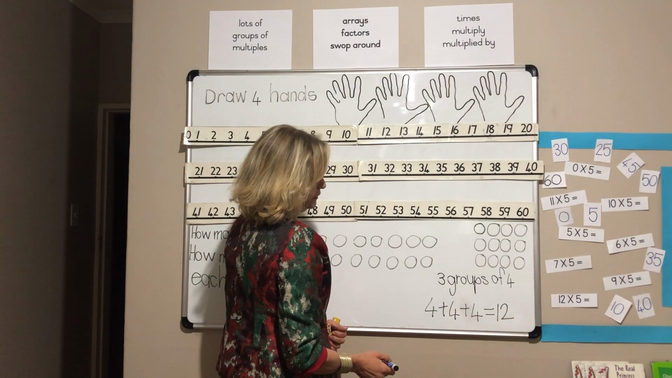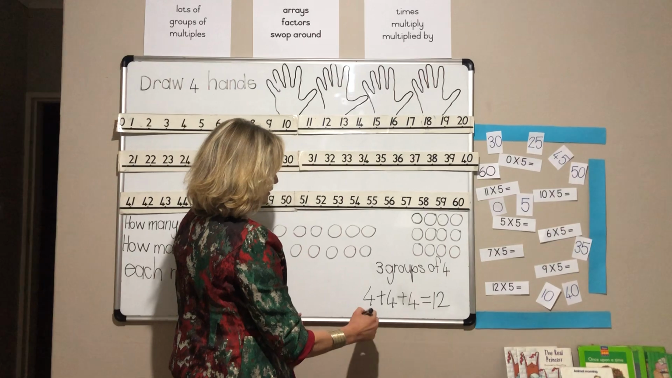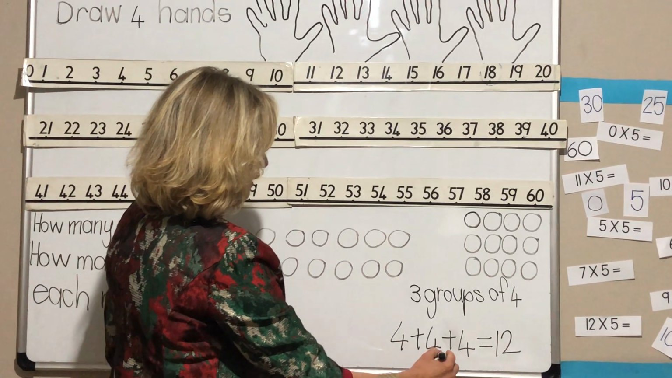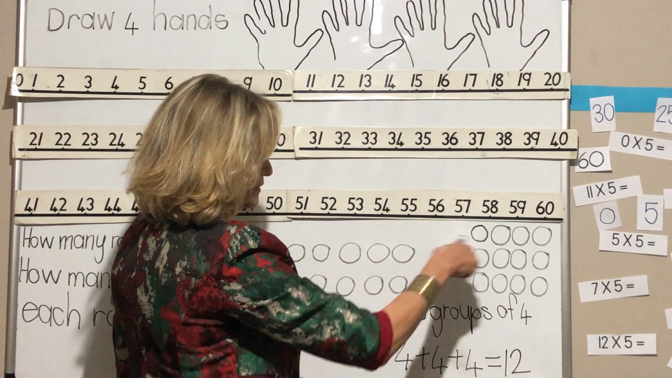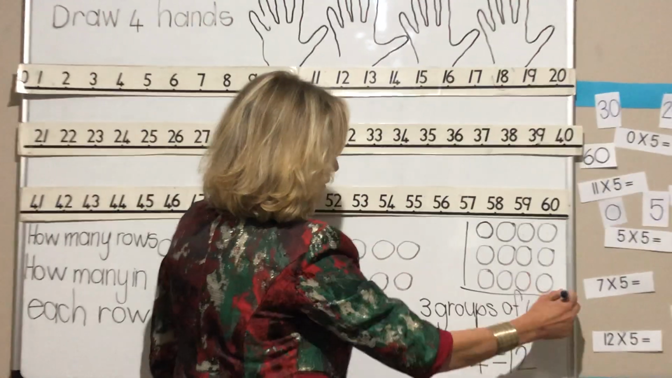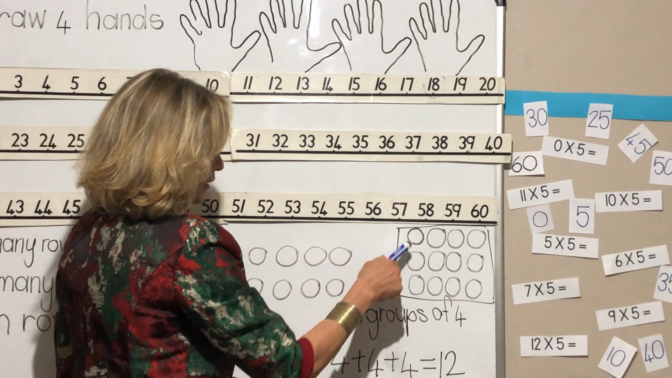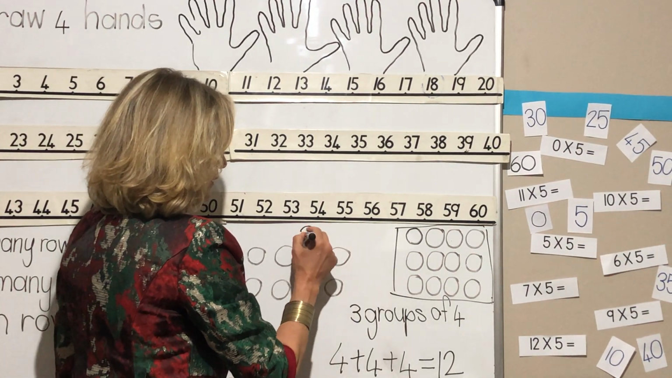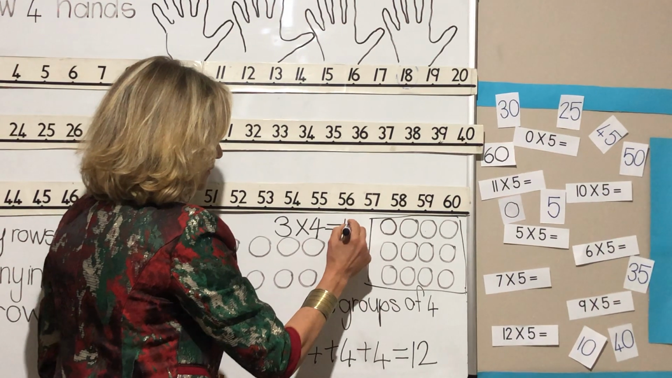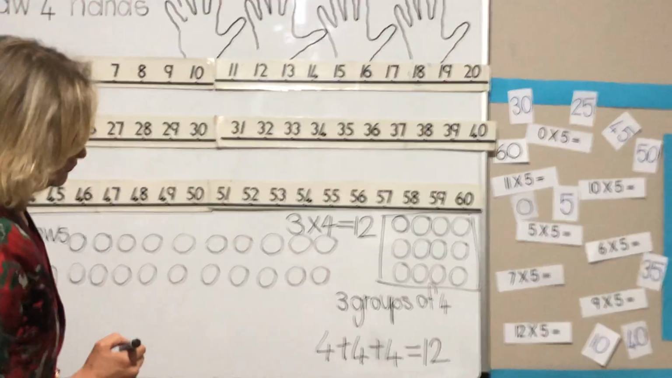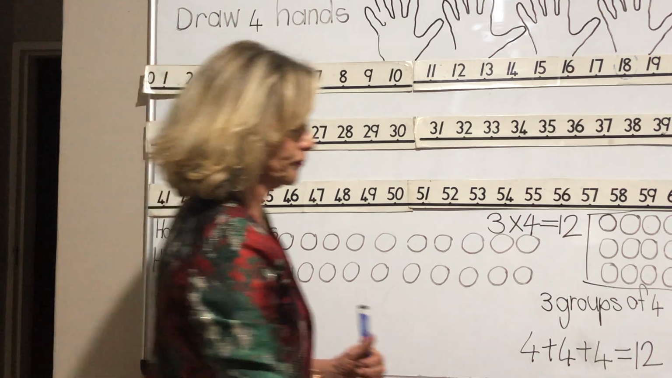Can you see that? So that eventually leads up to multiplication. The times sum for this array would be something like this. It's going to say, how many groups? 3. 3 times 4 equals 12. And that's how we work with arrays in multiplication.